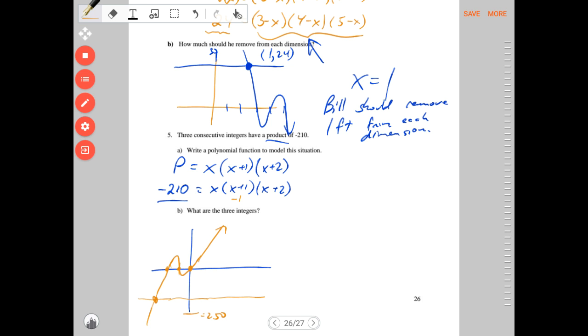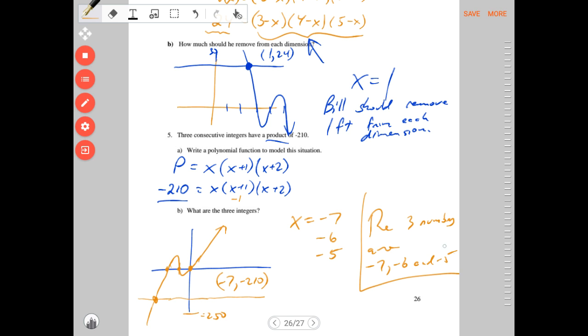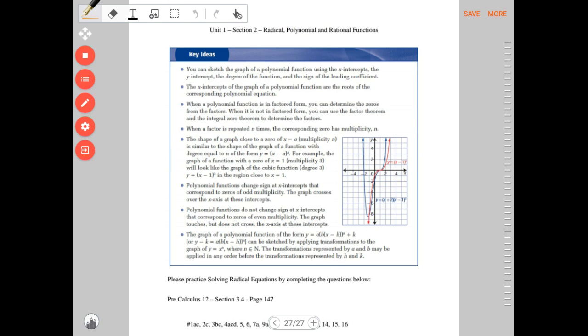And of course, when we do figure out that intersection, we figure out that it is at negative 7 and negative 210. Well, of course, that means that x is negative 7. So if x is negative 7, x plus 1 is negative 6, and x plus 2 is negative 5. So the three numbers are negative 7, negative 6, and negative 5. And of course, when you multiply those together, you really do get negative 210. Awesome.